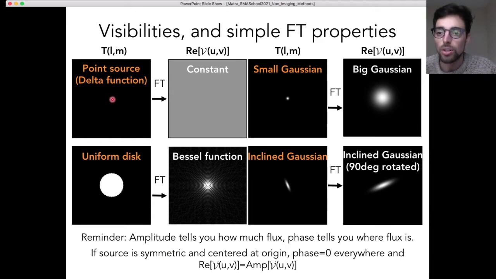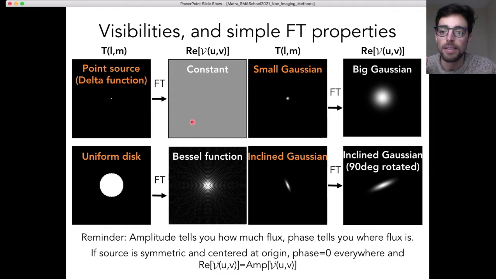of the image, or the so-called phase center of the observations, then the phase will be zero everywhere. Again, I'm not showing the phase here, but just keep in mind that the phase will be zero everywhere. And the real part of the visibility function will be equal to the amplitude of the visibility function. And this just comes from Euler's formula, okay? So if the phase is zero, then you get that the real part is the same as the amplitude, okay?